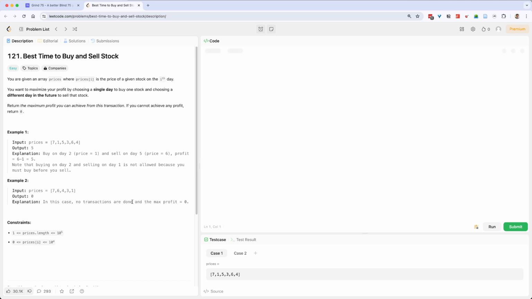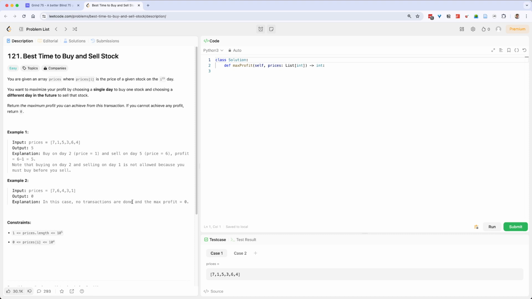You're given an array prices where prices[i] is the price of a given stock on the ith day. You have to maximize your profit by choosing a single day to buy one stock and choosing a different day in the future to sell that stock. So return the maximum profit you can achieve from this transaction. If you cannot achieve any profit, return 0. So here's our examples, right?